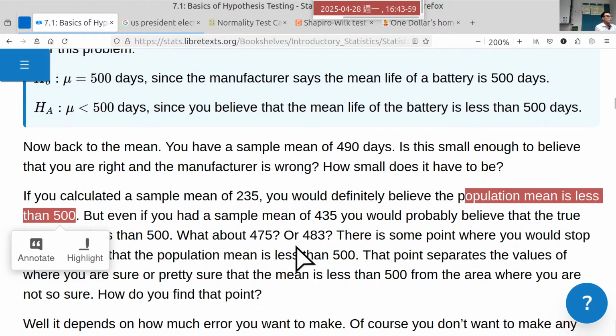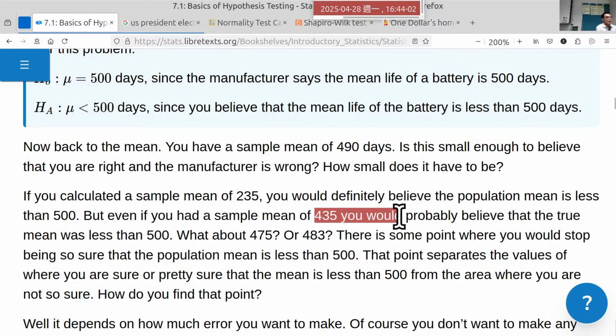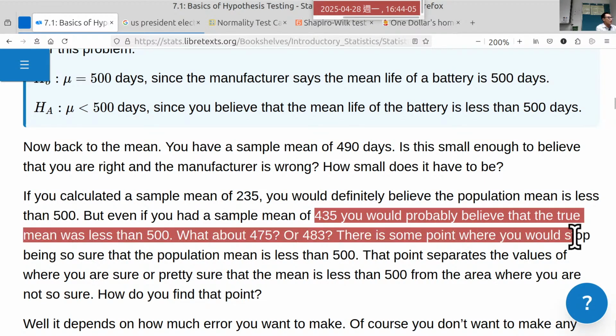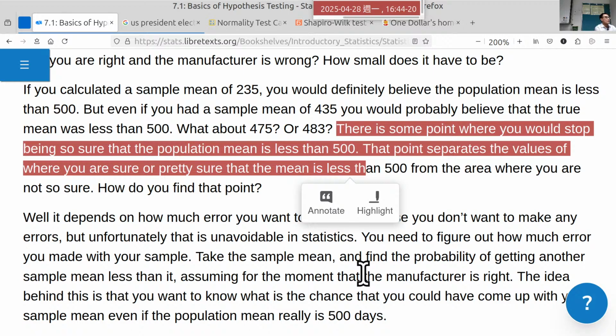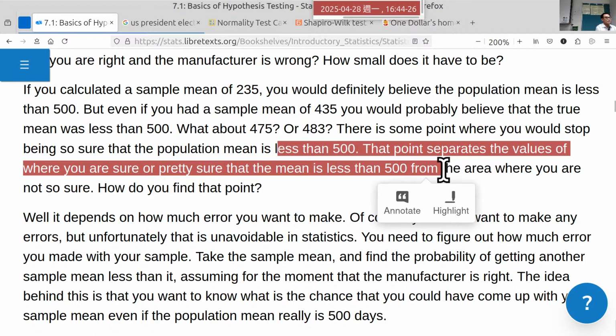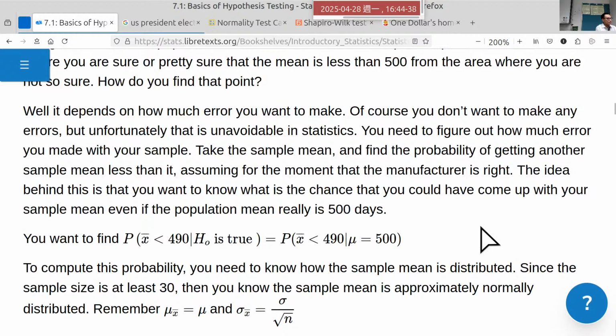But even if you have a sample mean of 435, you will probably believe that the true mean was less than 500. What about 475? Or 483 days? There are some points where you would stop being so sure the population mean is less than 500. That point separates the values where you are sure from where you are only pretty sure that the mean is less than 500 days. Okay, let's move on.